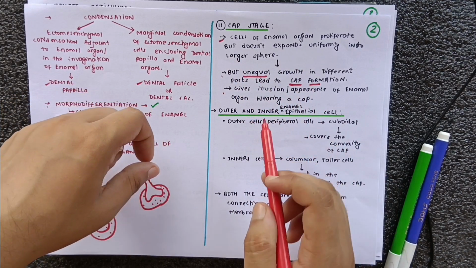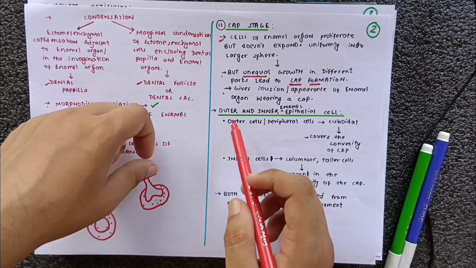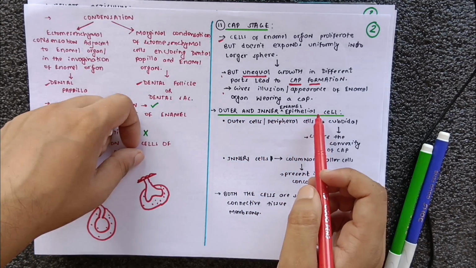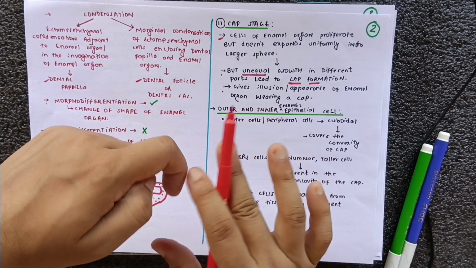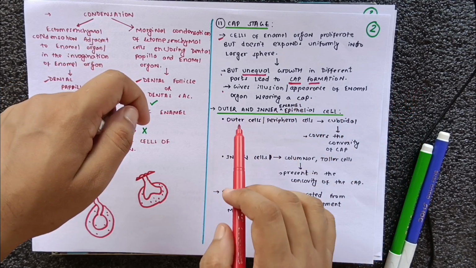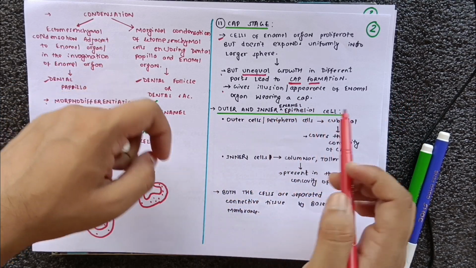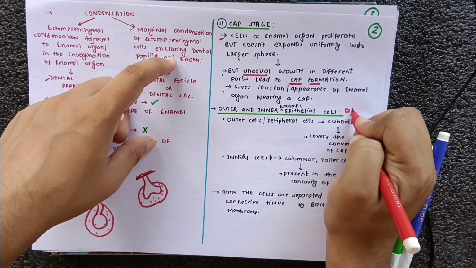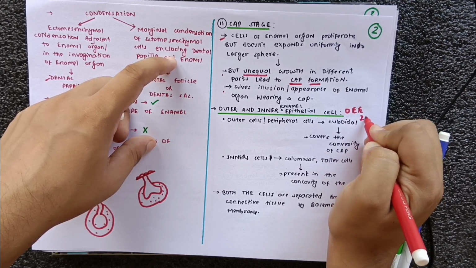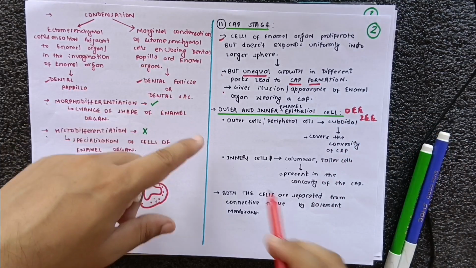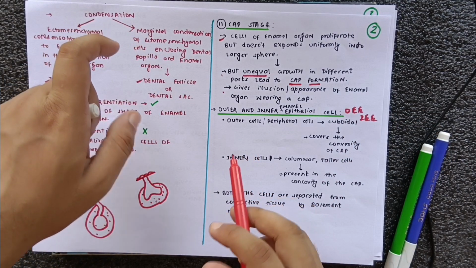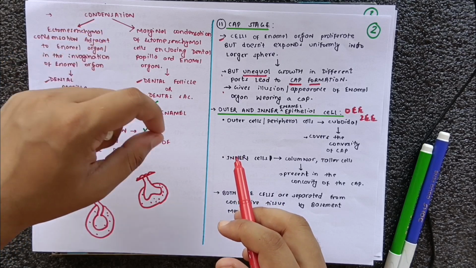After that, the cells that are present in this cap stage are the outer and inner enamel epithelial cells. As in the bud stage there were no such cells like this outer enamel epithelium, OEE, we also call this OEE or IEE. There were no such cells; there were just peripheral cells and the central cells.